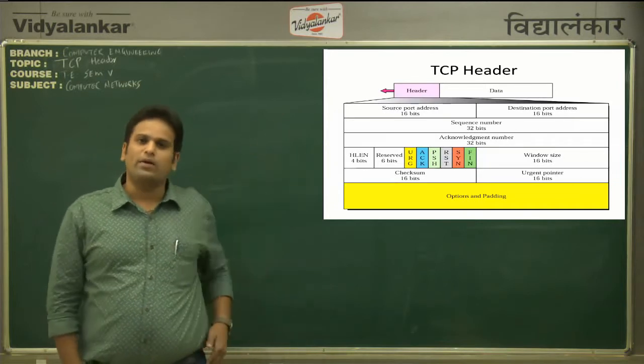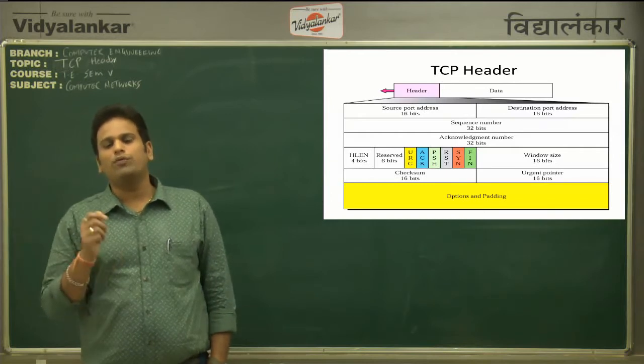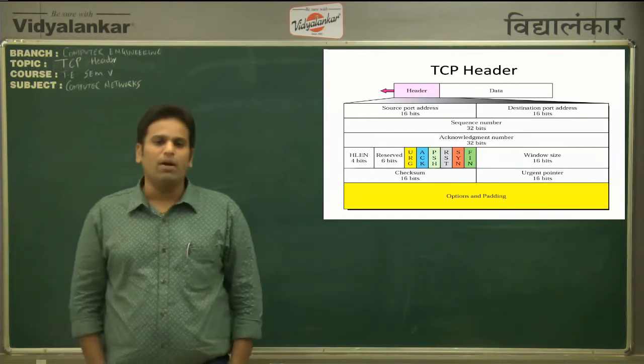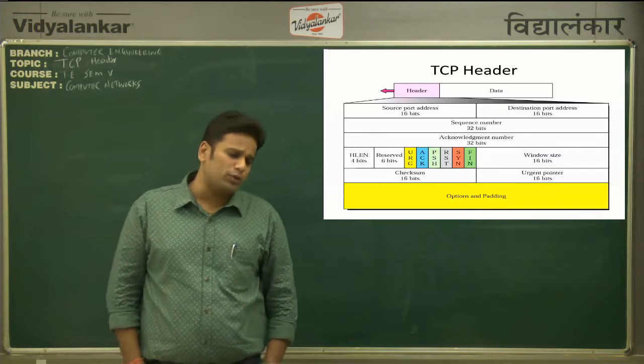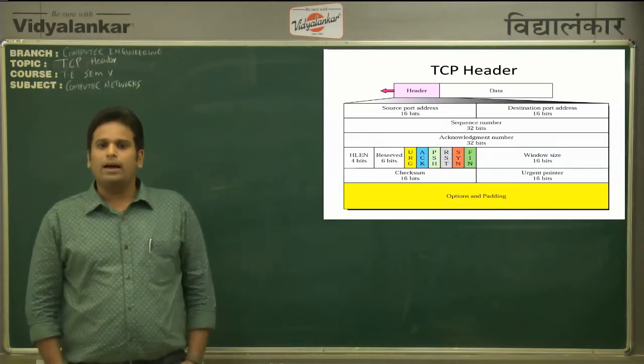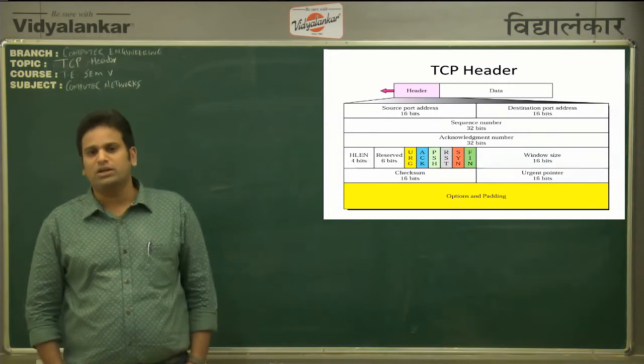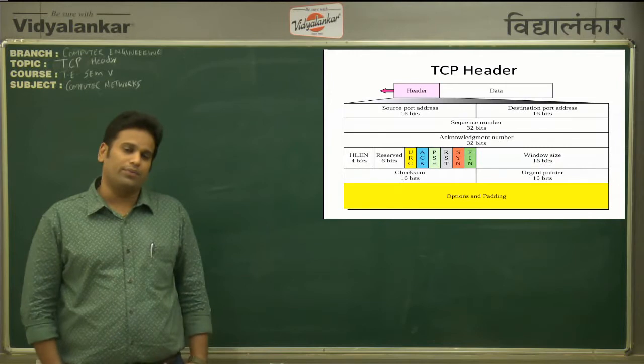Every row, if you calculate, is of 4 bytes and there are 5 compulsory rows. So every row 4 bytes, 4 into 5, minimum header is 20 bytes. If options are present, it will vary between 20 to 60 bytes. Maximum data it can carry again is 65,536 bytes including the header.